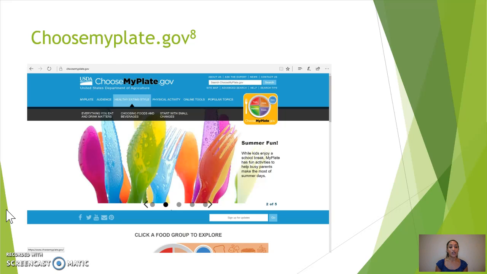When you get to that page, you get to create a profile where you put in your age, sex, physical activity level, height, and your weight. And once you submit that, you'll be able to see your recommendations, and there are a ton of resources and really helpful advice.